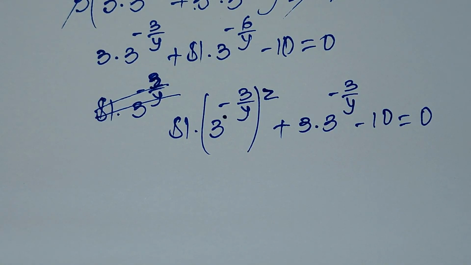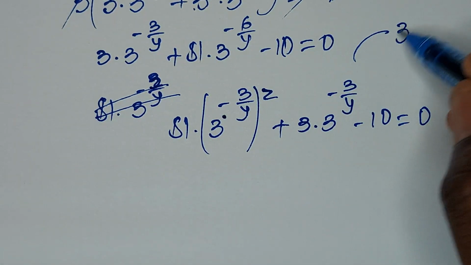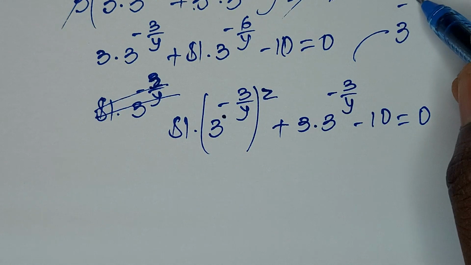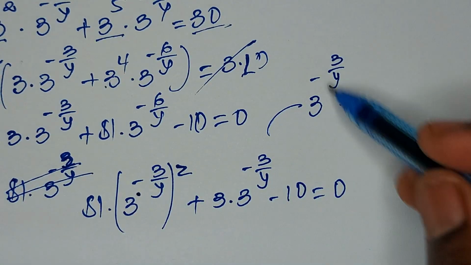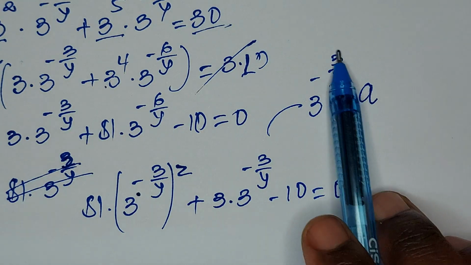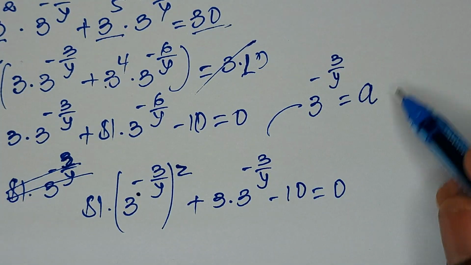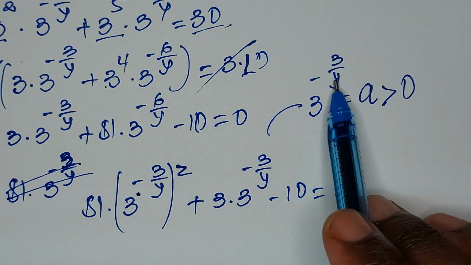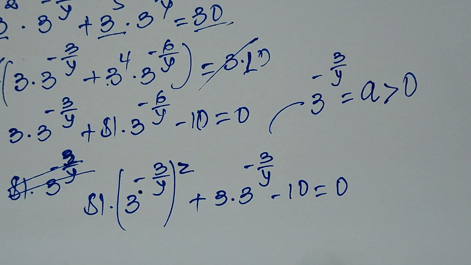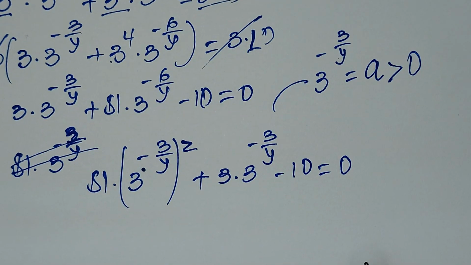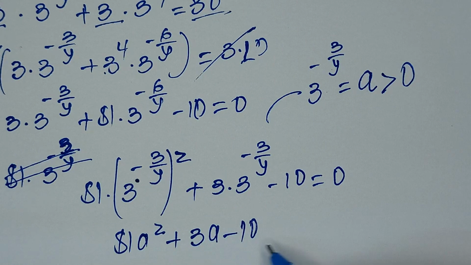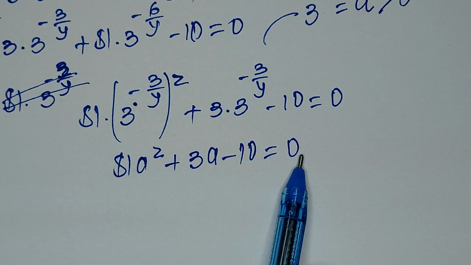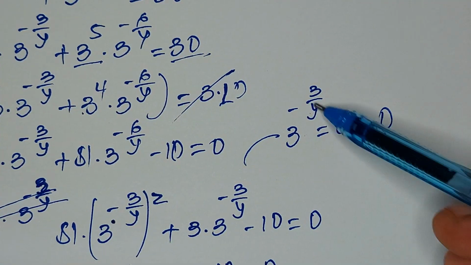We can make a substitution. Because this is a second degree equation now, we can say that 3 to the power minus 3 over y is equal to a. We have to remember that this number is going to be greater than 0, because it doesn't matter the value of y you put here, you're going to have a positive number. So we can work on a substitution or not. If we say that this is equal to a, we would have 81a squared plus 3a minus 10 equals 0. We can solve this equation and then get back to our substitution to find the value of y.